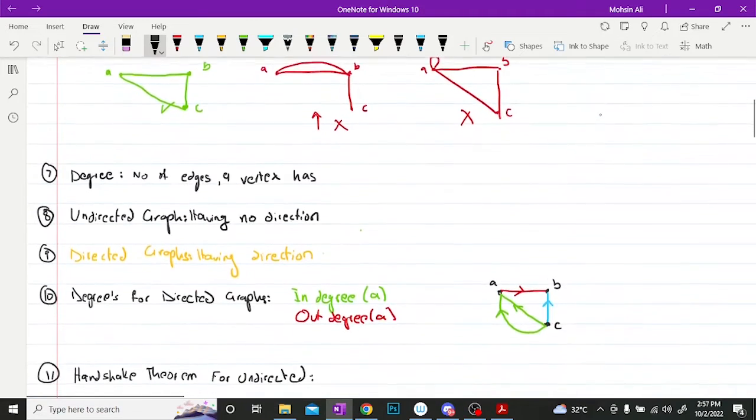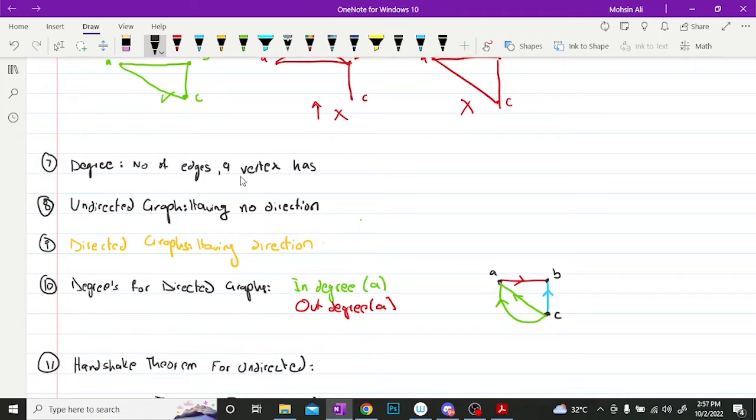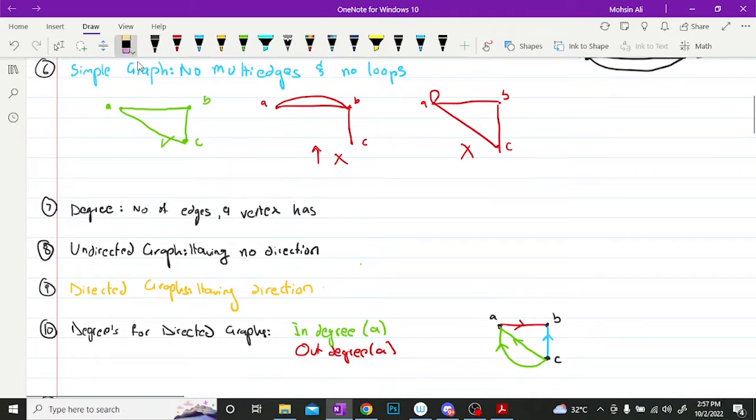Okay, let's move on. Degree is the number of edges a vertex has. Basically in this case, B has two edges, which is from B to A and B to C. So the degree of B is 2. C also has two edges, so that's also 2, and A also has two edges, so that's 2. These numbers basically represent the degree of each vertex.